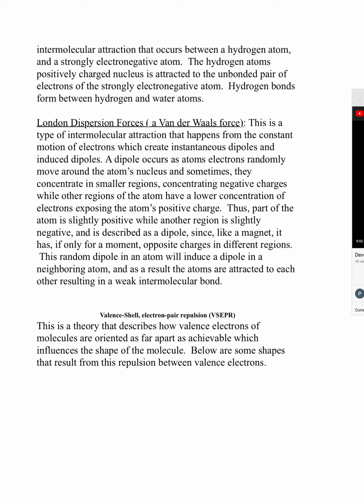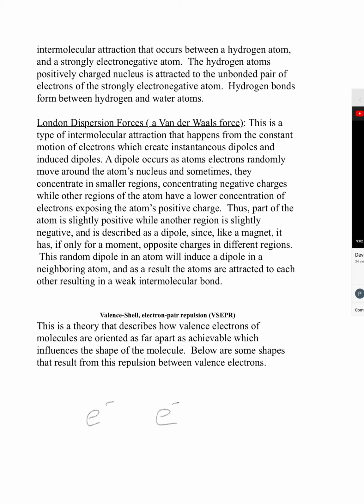Then I'm going to go to the next page and actually show you the different shapes that can be formed. But remember, electrons have a negative charge. So if you have two electrons and they are close to each other, that's going to cause them to repel. If two electrons get too close together, they're going to repel.